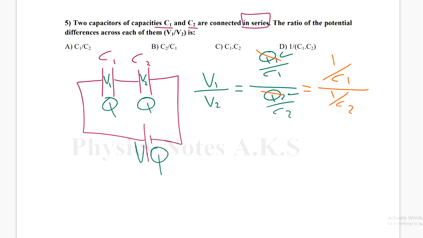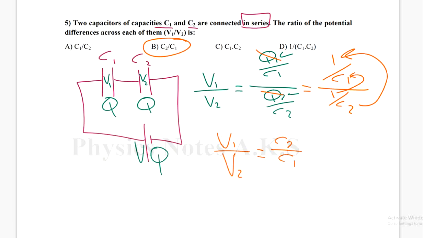From math, I know that I take this with this and this with this. So for V1 over V2, I get C2 over C1. Okay, so which answer is that? It is B. I hope it's clear.